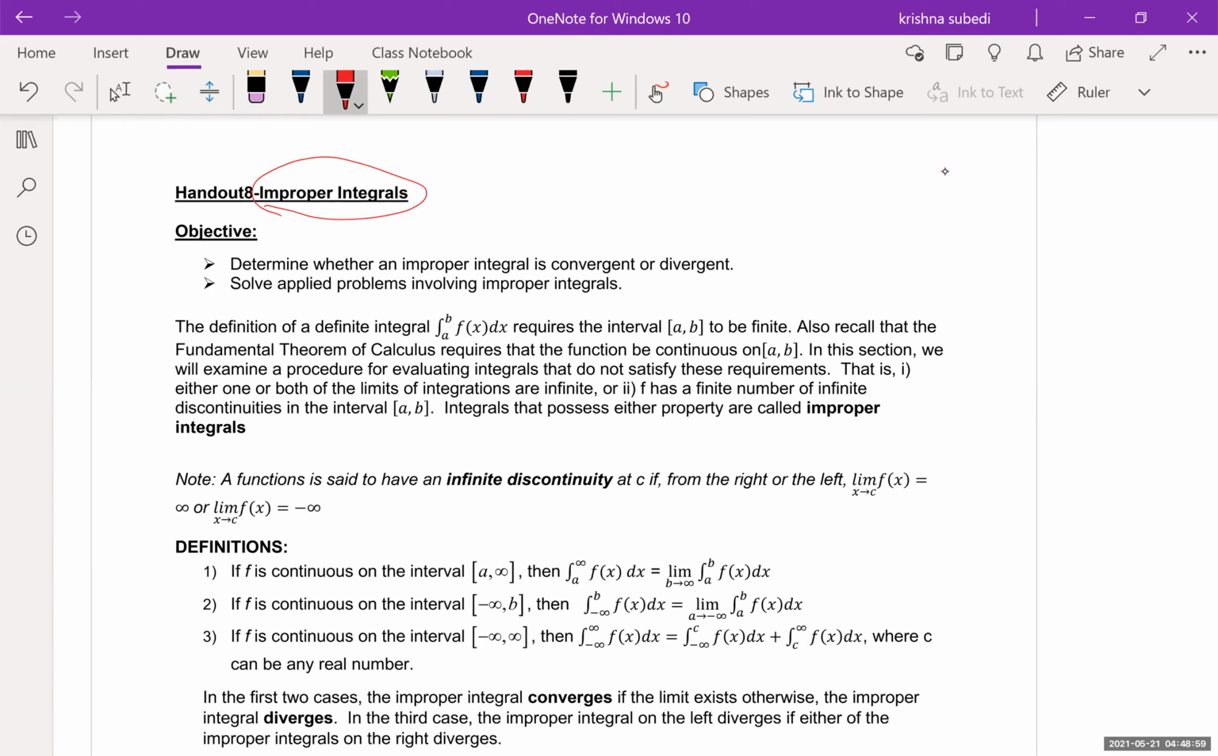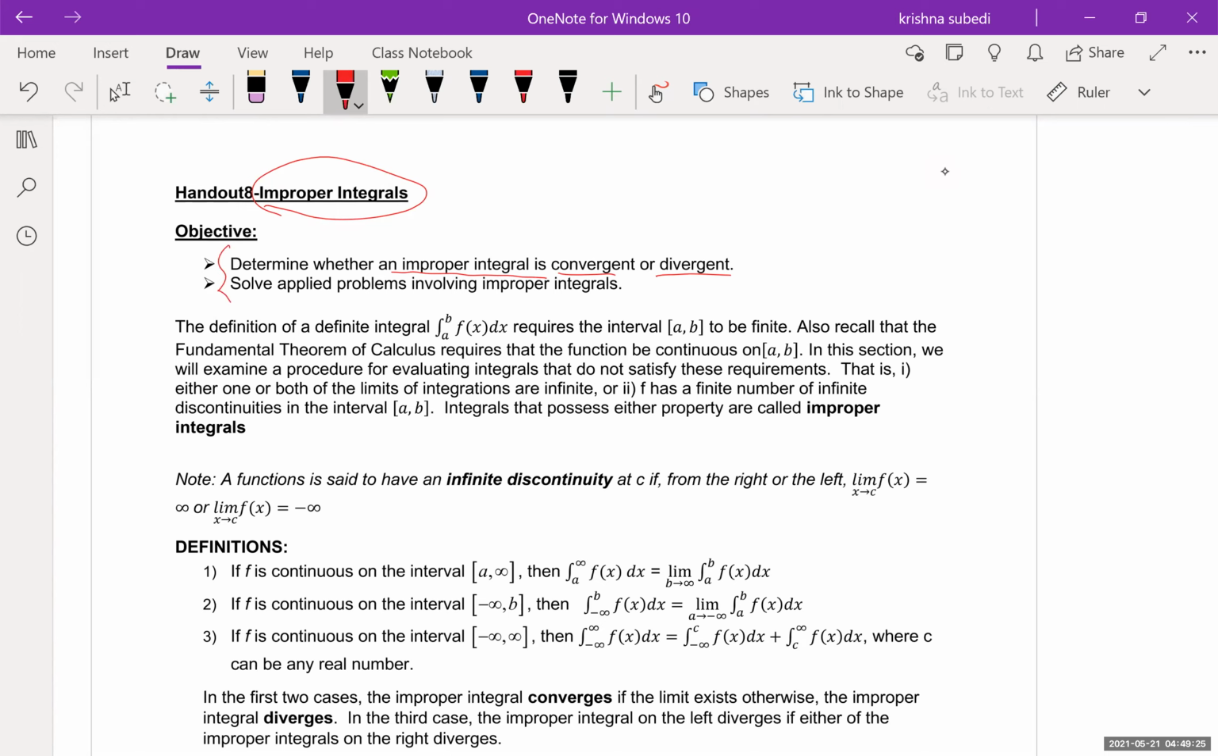The goal of this lesson is, at the end of the lesson, you'll be able to determine whether an improper integral is convergent or divergent, and then solve problems related to improper integrals in business and economics. So these are the two goals.